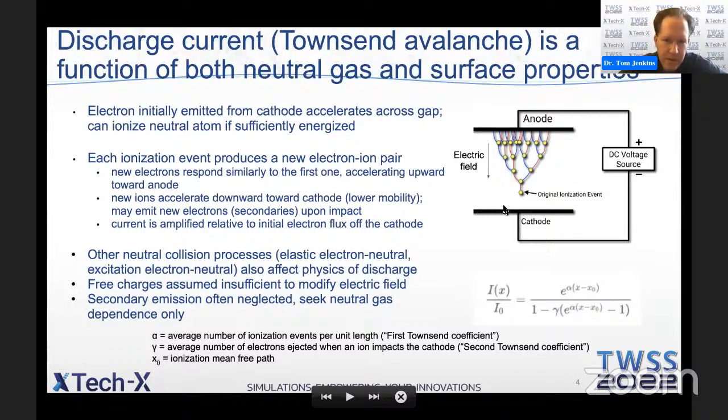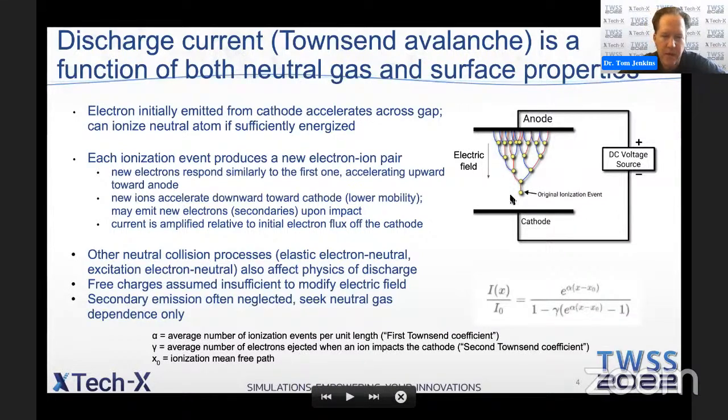And the ions accelerate downward toward the cathode, although much less responsively because they're heavier and thus less mobile. When they get to the cathode, they hit it, and maybe they produce secondary electrons, which starts the cycle all over again. And essentially what we get is an amplification of whatever initial current we put out. There's some amplification having to do with the production of plasma through ionization. And so you also have other collisional processes that will affect the discharge physics. I'll talk about those on the next slide.